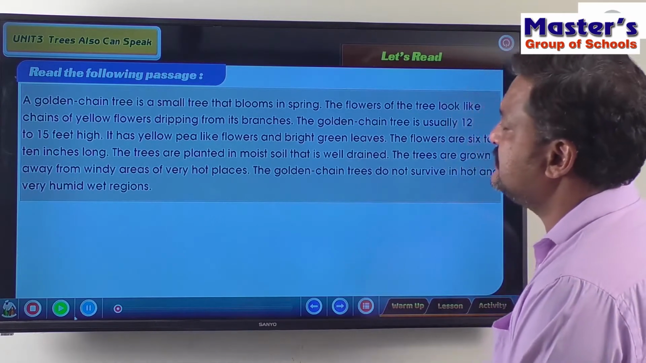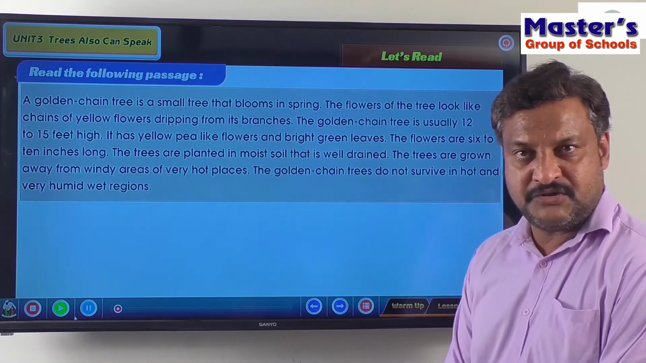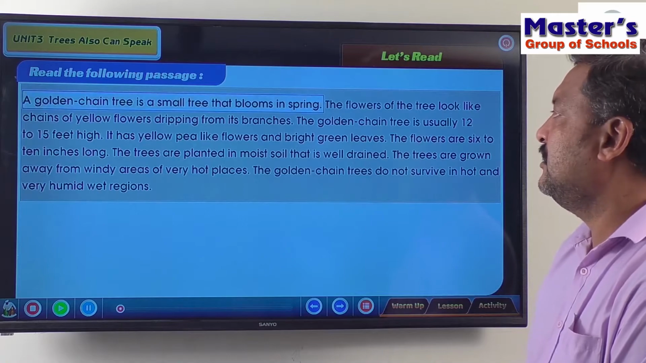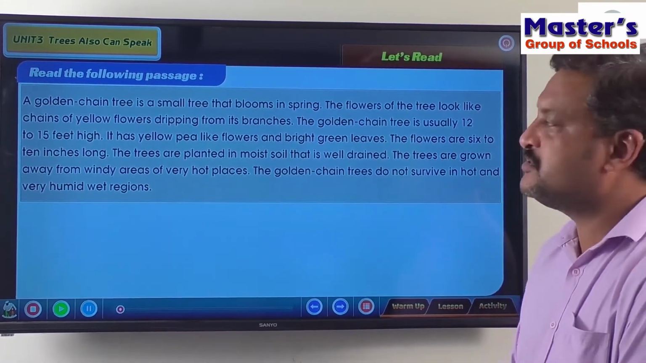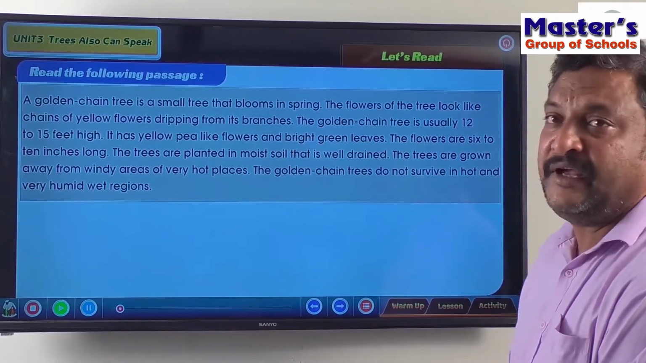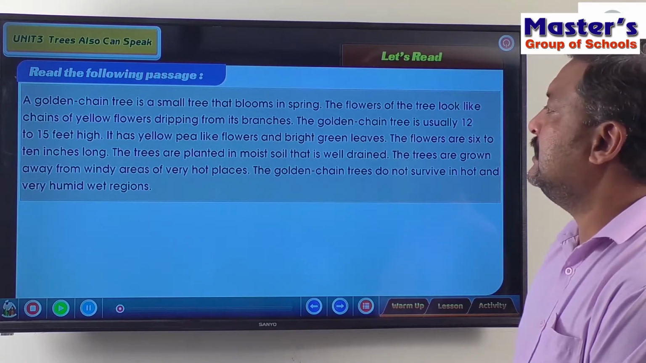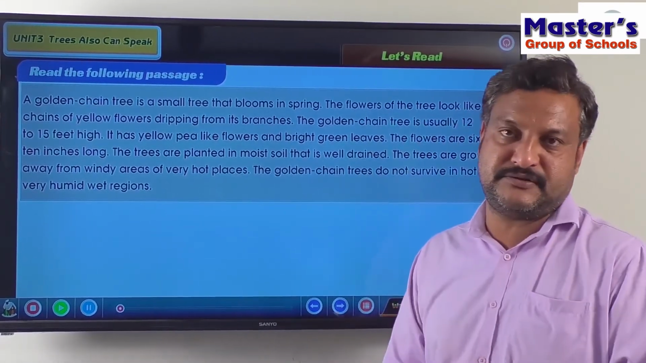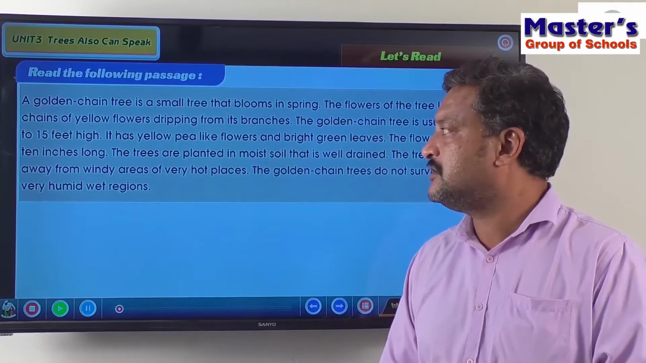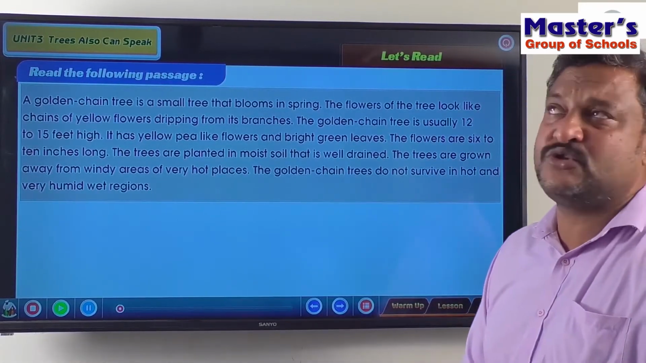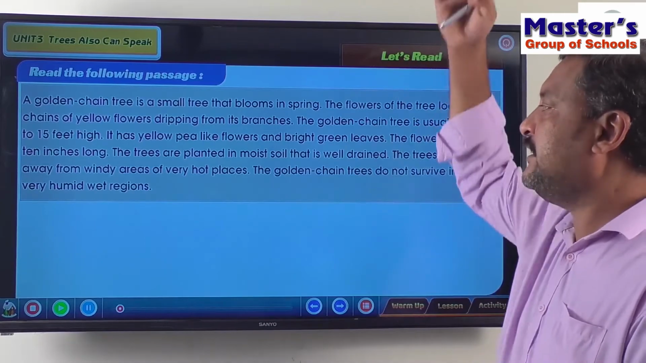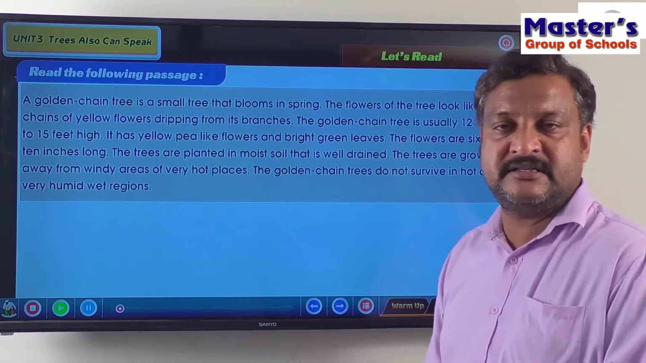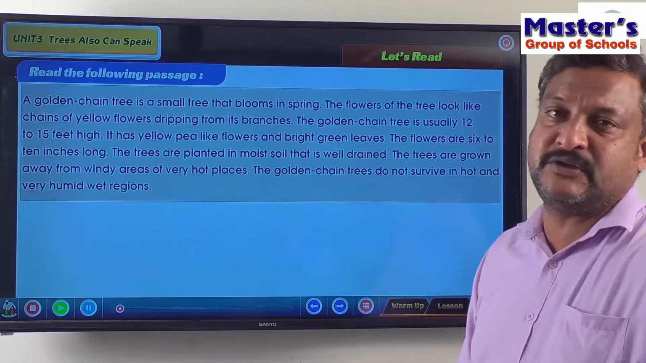So this is a passage about a tree. The name of the tree is a golden chain tree. It's a tree that blooms during the time of spring, and the flowers are like a chain of yellow flowers dripping from its branches. So the tree is usually 12 to 15 feet high, and the flowers are 6 to 10 inches long.